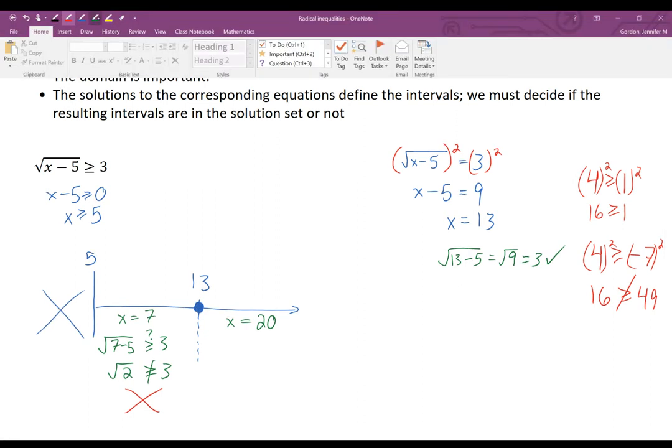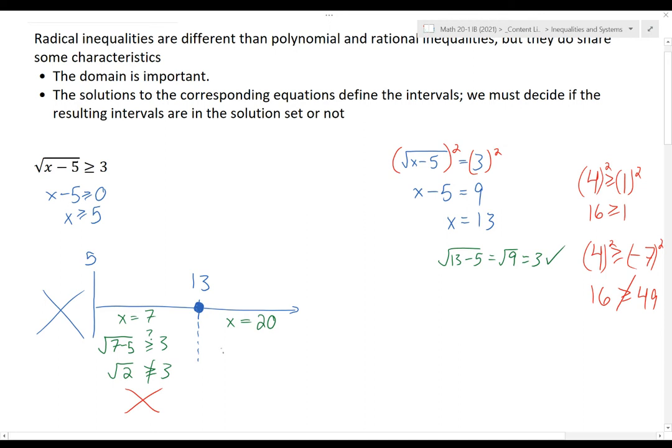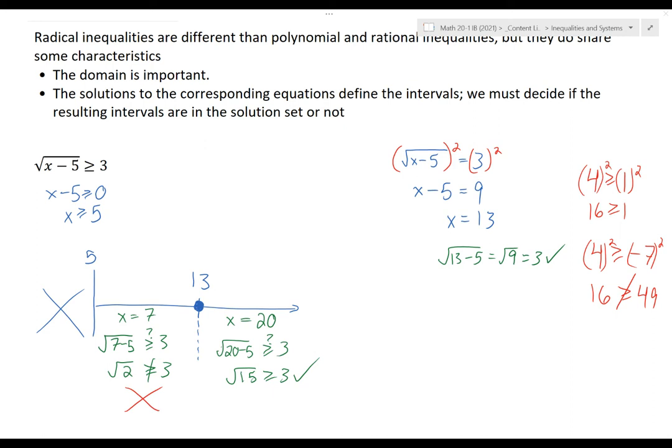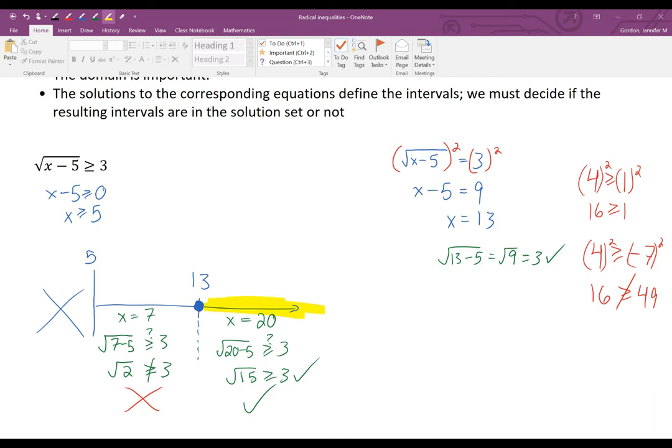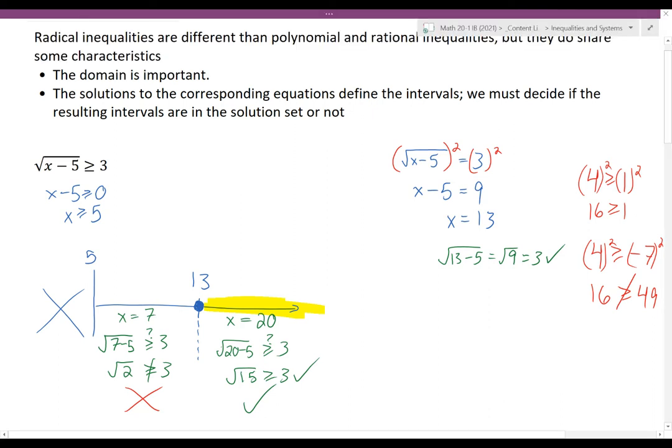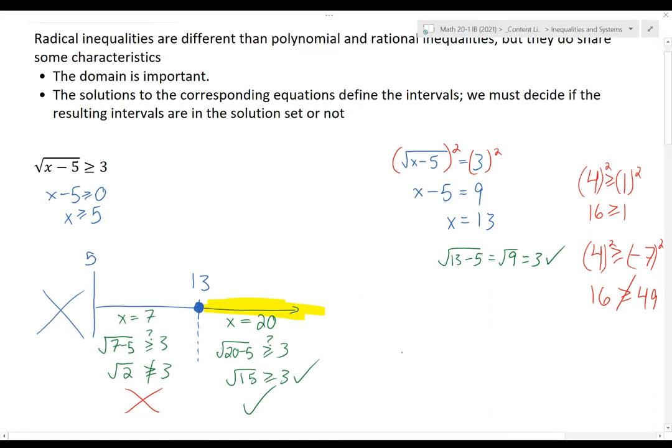If, on the other hand, I use 20, is the square root of 20 minus 5 greater than or equal to 3? Well, the square root of 15 is greater than or equal to 3. So in this case, it does work, which means that my solutions are actually all of the values in this interval. And again, including the boundary because I am including when the square root of x minus 5 equals 3. So my solution is that x belongs to the interval 13 to infinity.